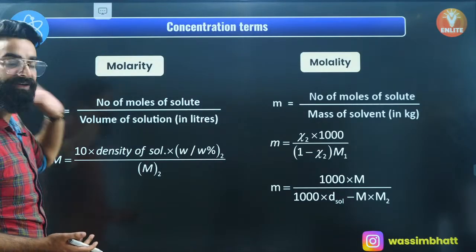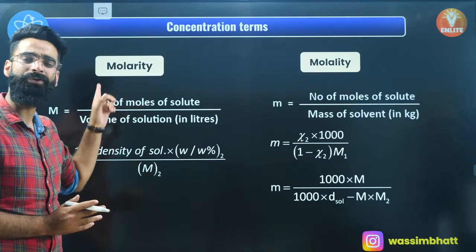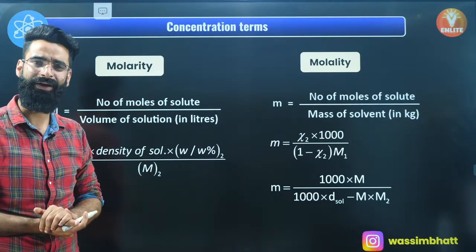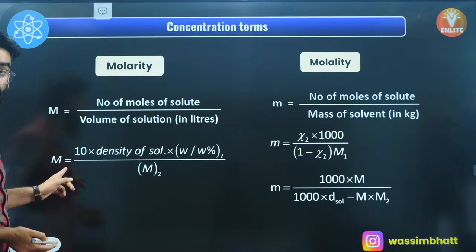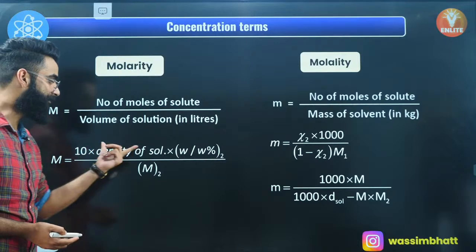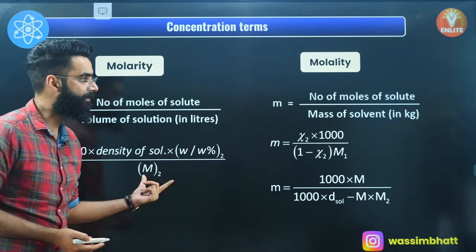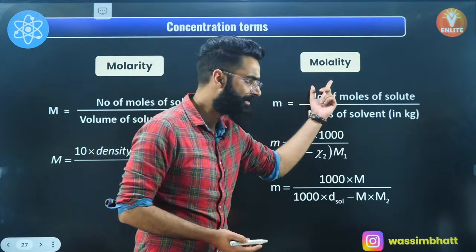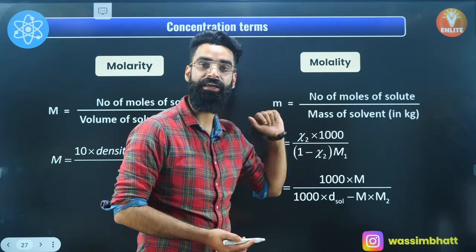Similarly, molarity. How do we calculate molarity? Number of moles of solute divided by volume of solution in liters, right? Then you can convert it into another form. One more formula, my dear people, which you are going to remember directly: molarity is equal to 10 multiplied by density of solution multiplied by weight percent of solute divided by molar mass of solute, right? Similarly, molality is number of moles of solute divided by mass of solvent in kg, right?